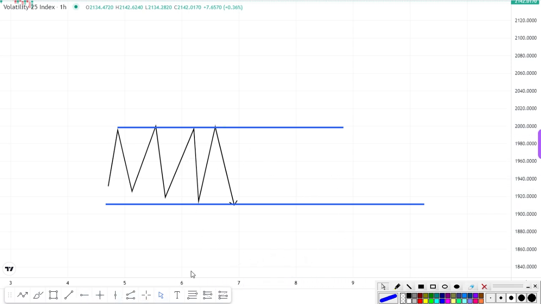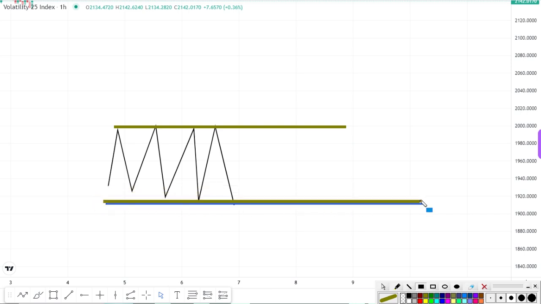So here we have liquidity at this zone, at this level. We also have liquidity around here. So these are the liquidity zones based on this particular price action.